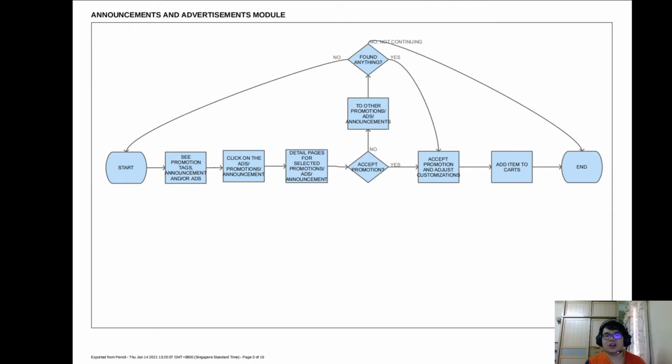If they find anything and they want to buy it, they can accept it. Just like the first, if they have accepted the promotion, ads, or things they want to see, they can accept it and add them to the cart and end this process. To restart the process, they will go back and see the promotions and all the things once again.